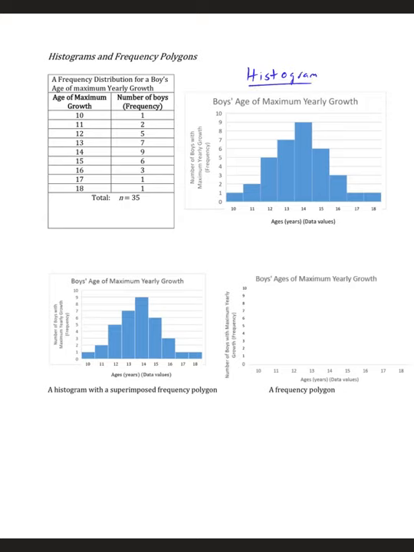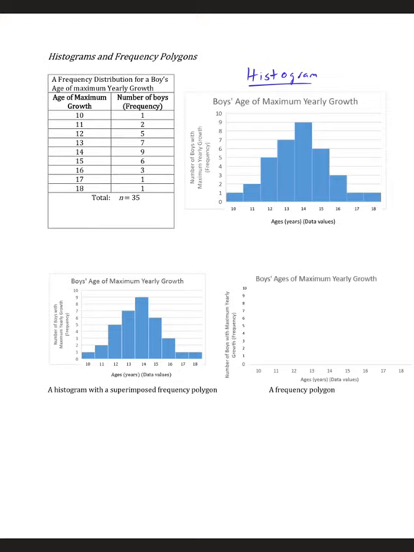Very similar to the bar graph that you might be familiar with. What we're doing is taking each data value and creating the bar that associates with how many items there are. So for example, at the age of 10, we had 1 boy. Age 11, we had 2. Age of 12, we had 5, and so forth. So we're using these as the X and the Y values to create these graphs.